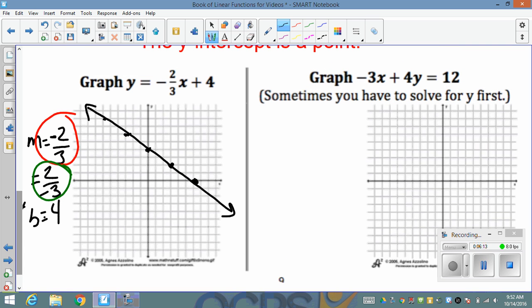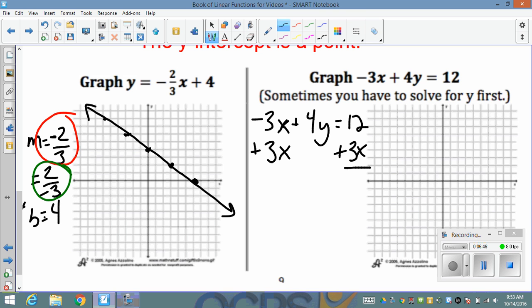Let's take a look at our example 3. Notice this time I am not solved for y. This one, negative 3x plus 4y equals 12, is in standard form. Because it's in standard form, I either need to use my x and y intercepts method, or I need to solve for y. I am going to go ahead and solve for y just to show you that method. So again, I want to get y by itself. I'm going to start by adding 3x to both sides. I'm going to put the x first.